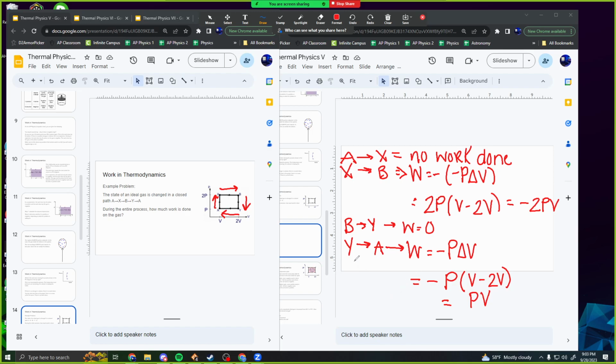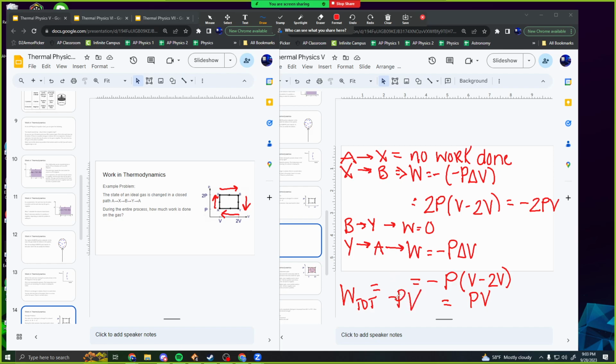And then if I look again from A to X, which is just closing the process, no, we're not even looking at that last step. So no, we're finishing at the point that we started at. So I have 0 plus negative 2PV plus 0 plus PV. So the total work done is equal to negative PV.